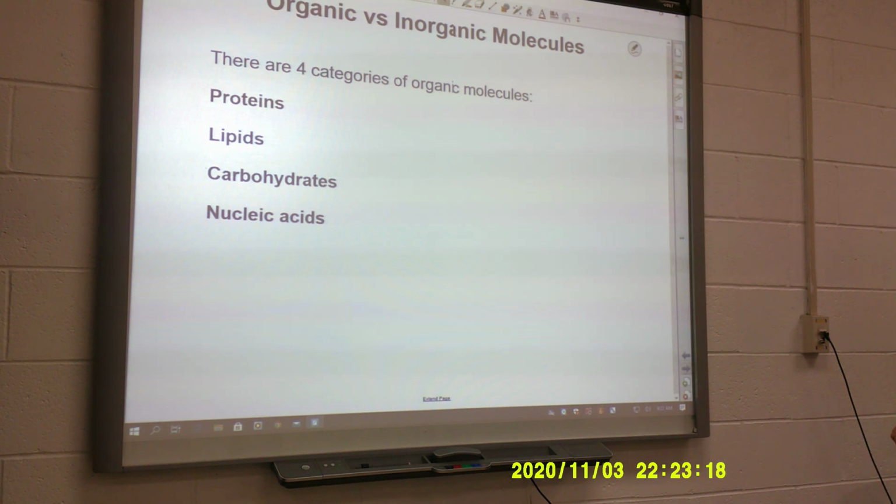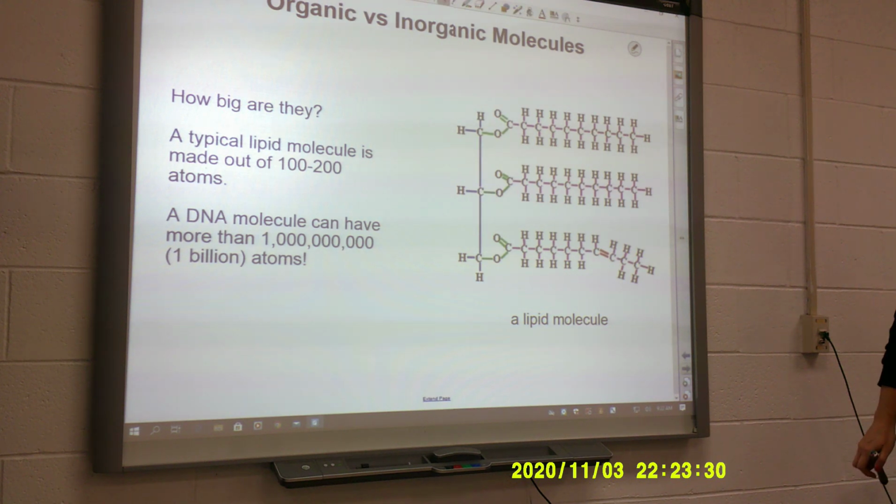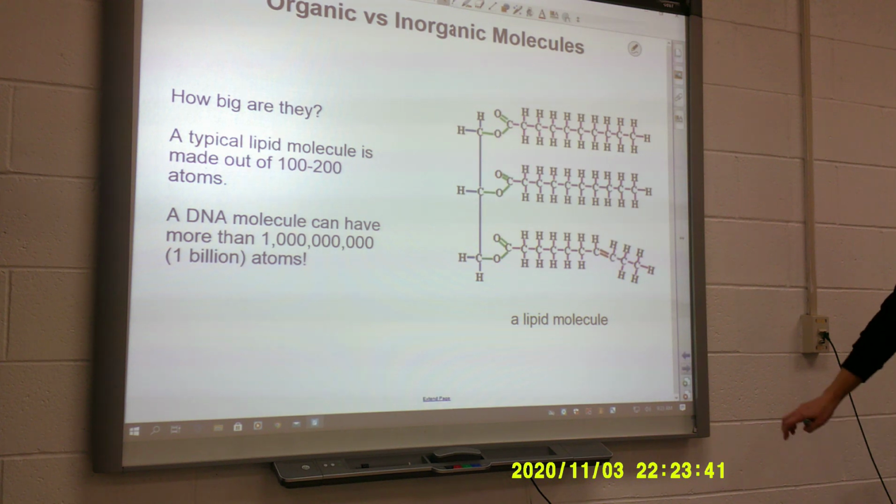Organic versus inorganic. There are 4 categories of organic molecules: proteins, lipids, carbohydrates, and nucleic acids. How big are they? A typical lipid molecule is made out of 100 to 200 atoms. A DNA molecule can have more than 1 billion atoms.